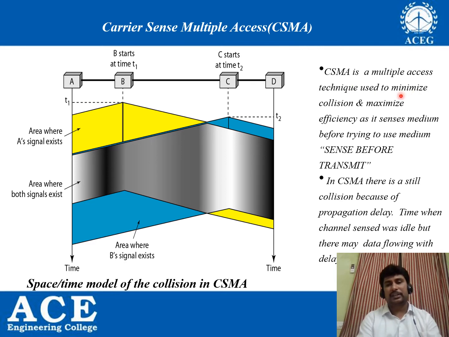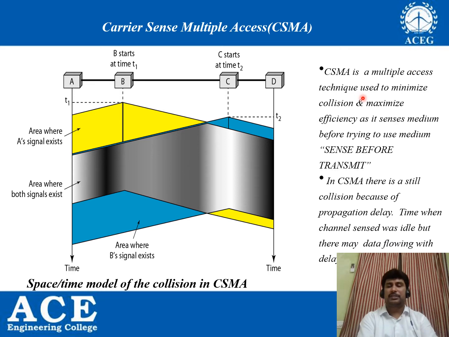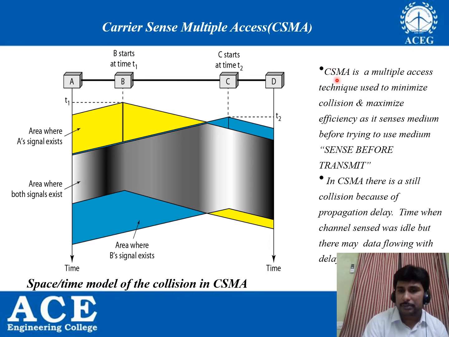CSMA is a multiple access technique used to minimize collision and maximize efficiency as it senses the medium before trying to use the medium. It's simple, like before you enter a road from your home on a bike, first near your gate, you look in both directions. Is any vehicle passing on the road? When you are clear that no vehicle is passing near you, only then you enter. Here also, when you are trying to send data, you ensure whether that particular channel is free or not, and only then you use that channel. That is why carrier sense multiple access is also referred to as sense before transmit.